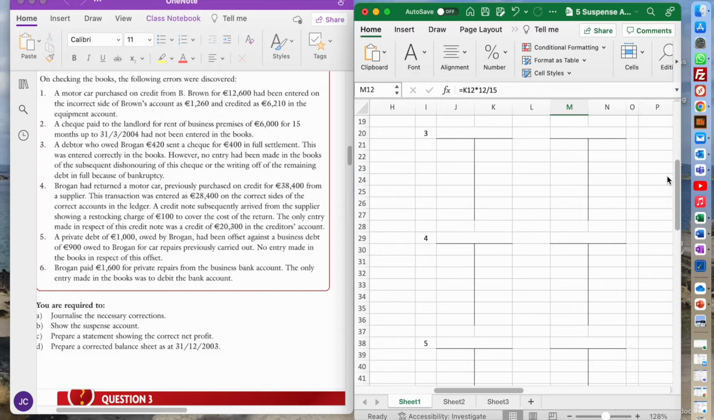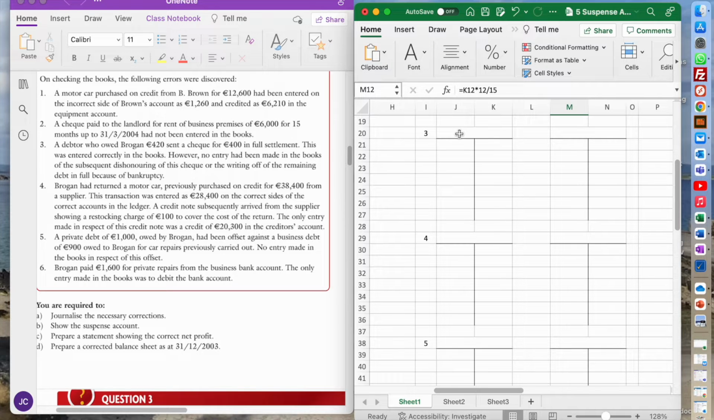So number 3. A debtor who owed Brogan 420 sent a cheque of 400 in full settlement. Enter correctly in the books. No entry made when the cheque dishonoured or the debtor became bankrupt. So the accounts involved, there's going to be 3 accounts involved in this.